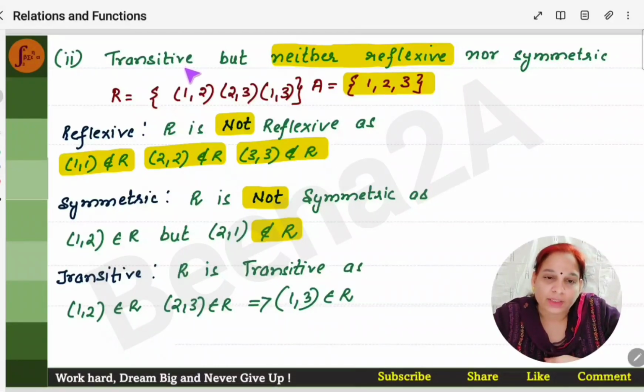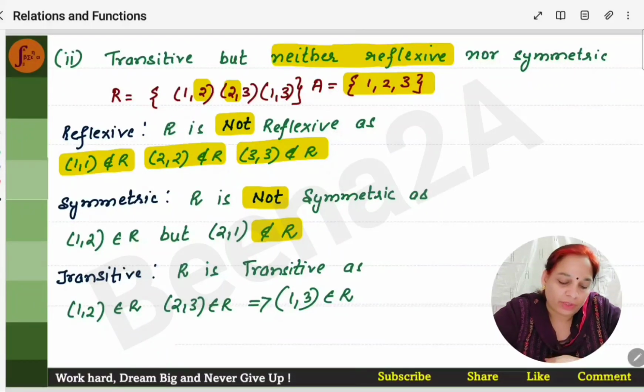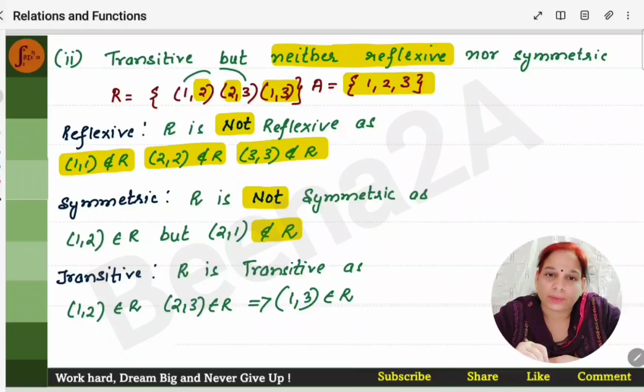Now it should be transitive. It is transitive. So if you take 1 comma 2 and 2 comma 3, that means the first and fourth element should be there. First and fourth element should be there. That is 1 comma 3. So 1 comma 3 is there. So therefore you say it is transitive.